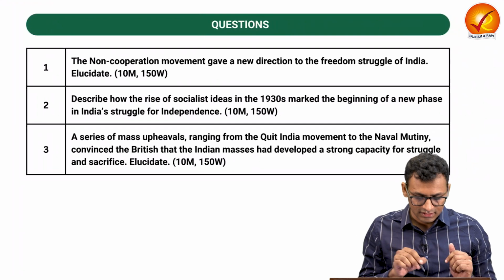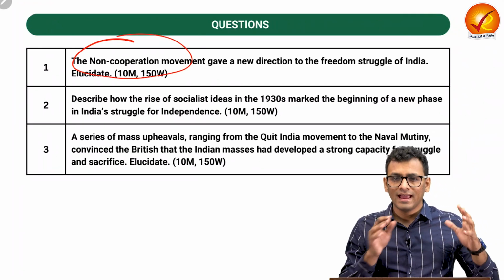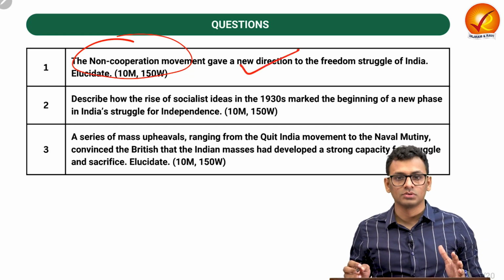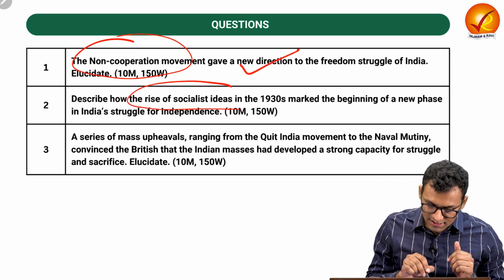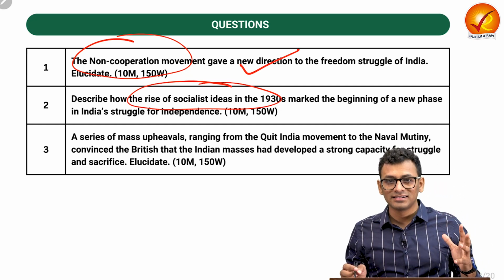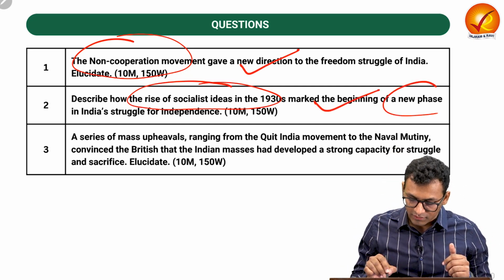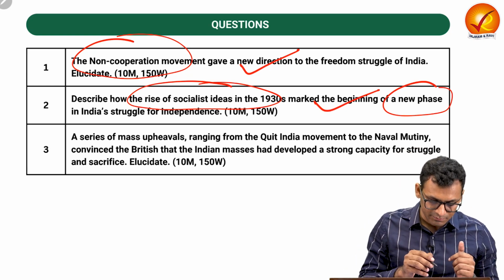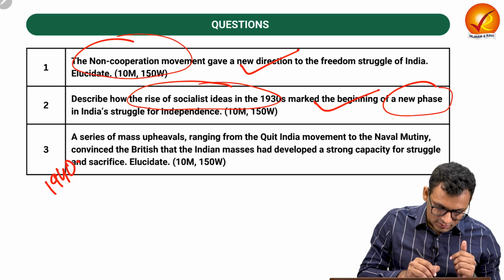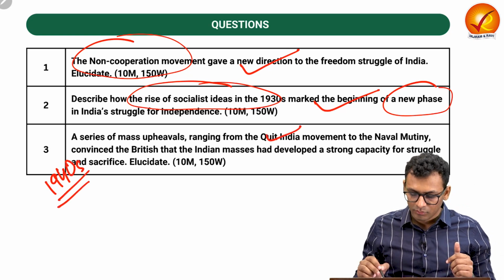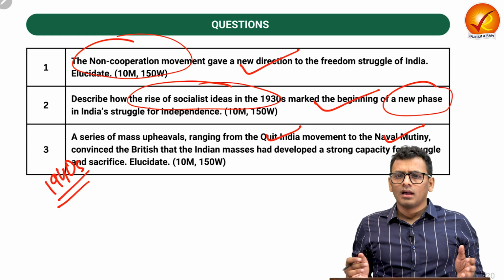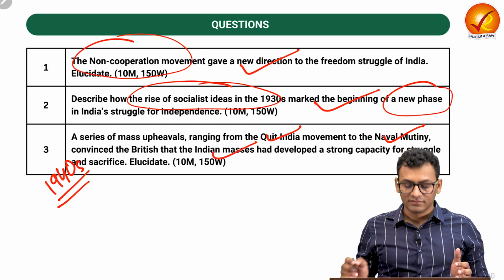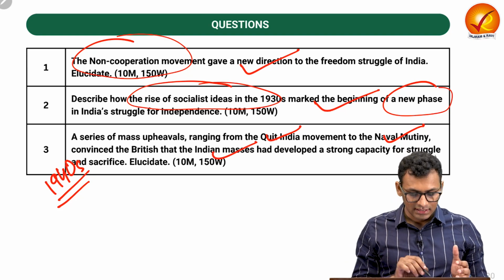Firstly, we have a question with respect to non-cooperation movement and how it disrupted the entire freedom struggle and gave a new direction to the same. The second question is with respect to the rise of socialist ideas in 1930s and how it marked the beginning of a new phase in India's struggle for independence. And the third question is with respect to how a series of events in 1940s such as Quit India movement, naval mutiny, and INA trials led to convincing of Britishers that Indian masses have developed strong capacity for struggle and sacrifice.